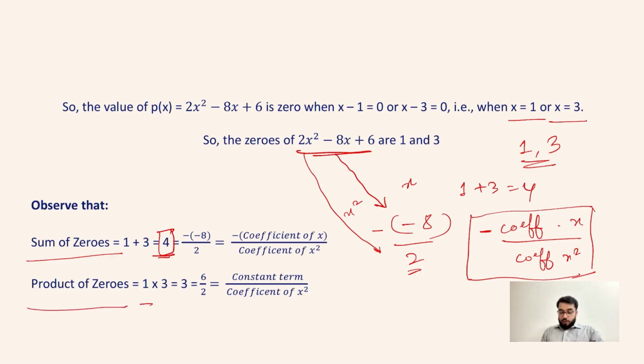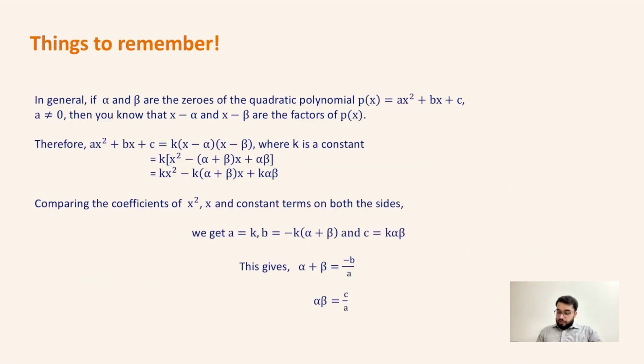Now, if we look at the product of the zeros, that is 1 multiplied by 3, it would give us 3, right? And it would also be 6 upon 2. Now, what is 6? 6 is nothing but the constant term of the polynomial, upon 2, which is again the coefficient of x square. So now, let's write this in general terms.